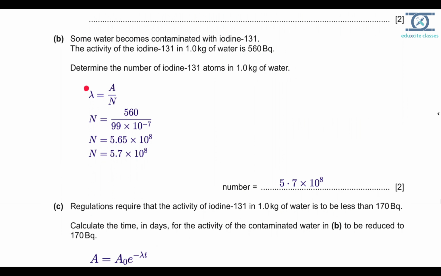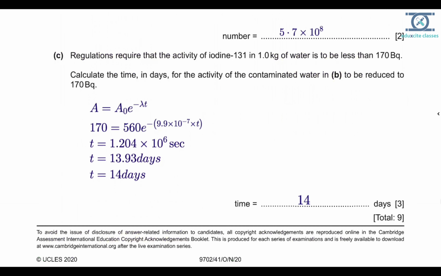So the lambda, that is the decay constant, is equal to activity upon the number of nucleus atoms that are supposed to be decayed. So N is equal to the number of iodine atoms in 1 kg of water, which is 560 divided by decay constant. So you will get 5.7 into 10 raised to power 8 iodine atoms in 1 kg of water. Now the C part.